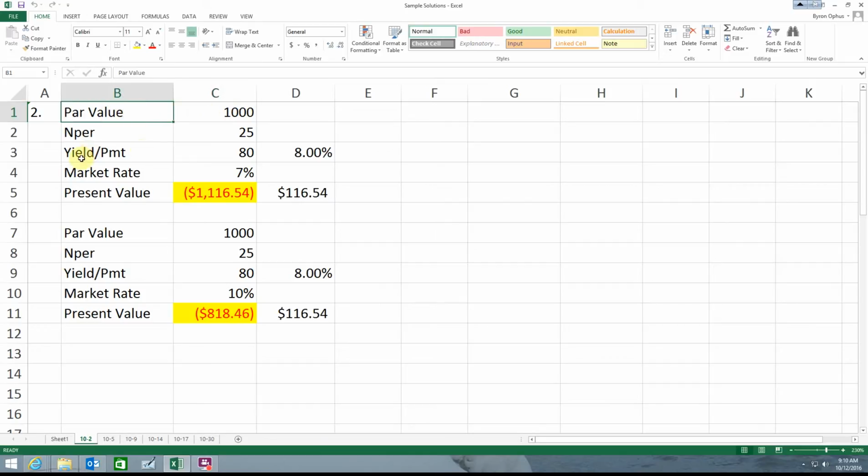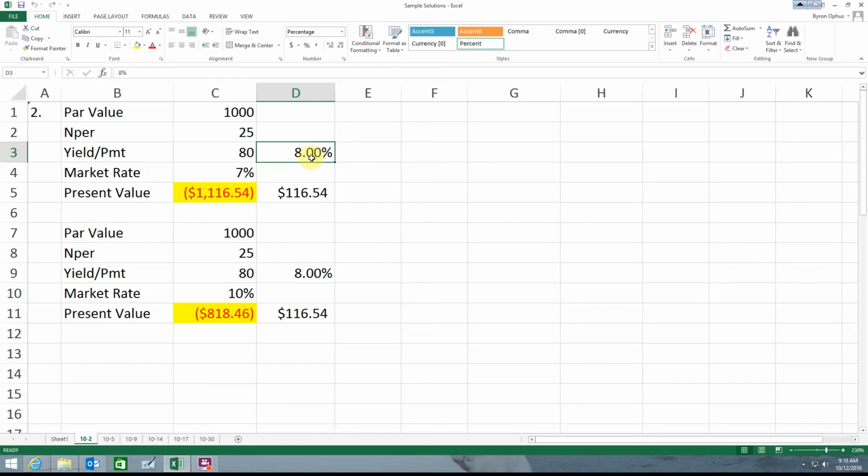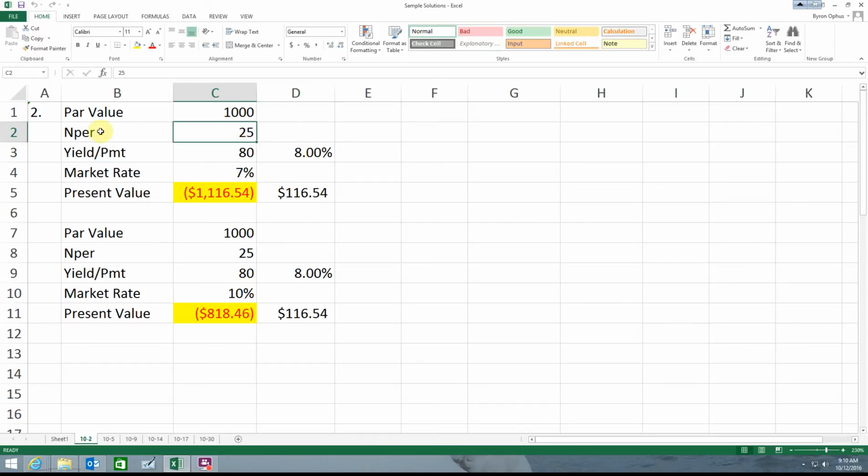I got par value. Now you'll see here I've got yield and payment. I put the yield over here, and I'll show you why in a second, why that's in a different column. The bonds will mature in 25 years, so my number of periods is 25. Compare the current price of the bonds if the present yield to maturity is 7%. So if current rates is basically what it's saying, or I've called that a market rate. So this bond was issued at 8%. Current rates are 7% according to 2A.